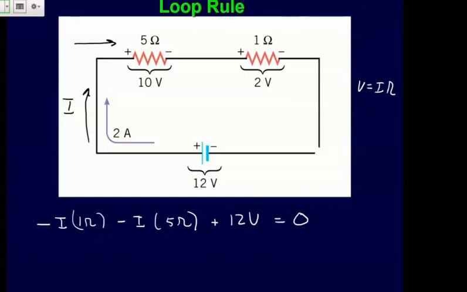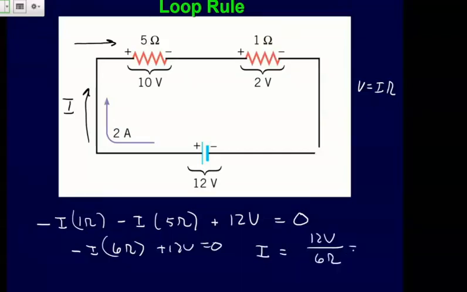So now this is an easy example. We're just trying to show you how the principle works. You probably wouldn't do Kirchhoff's rules with this one, but it's just kind of nice to go through and do that. At this point, I have enough information to solve this. So here I'll say negative I times 6 ohms plus 12 volts equals 0. And then I can just solve that. For I, I'll get 12 volts divided by 6 ohms, or the answer of 2 amps.